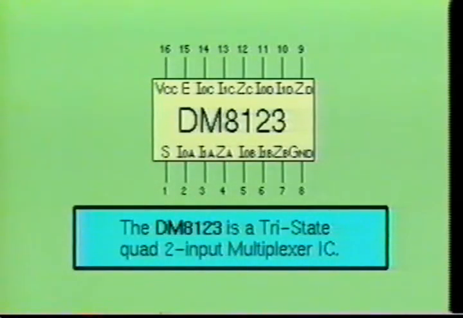Here we see the DM8123, which is a quad 2-input multiplexer IC. This IC consists of 4 2-input multiplexers with a common input select logic and a common output disable circuitry. This IC allows 2 groups of 4 bits each to be multiplexed to 4 parallel outputs.